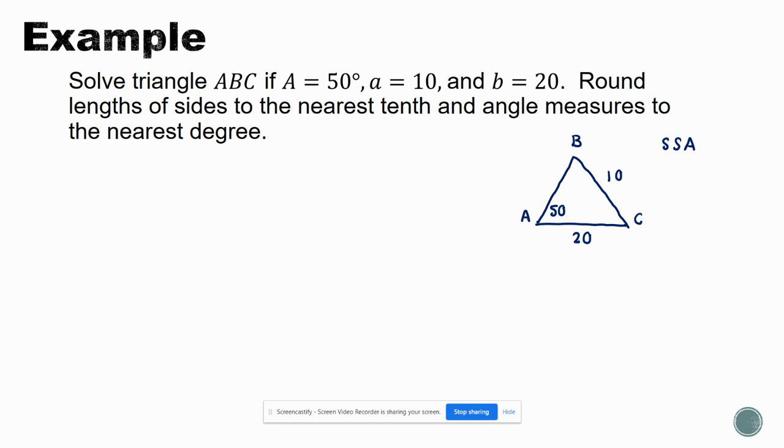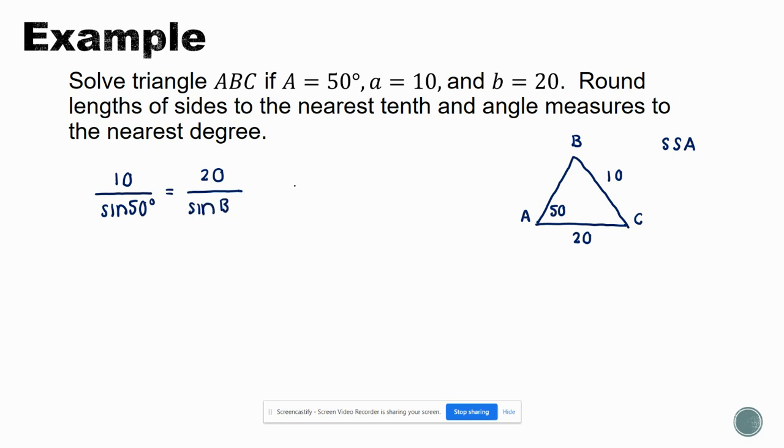Once again, notice that we're given two sides and an angle that is not included, so that indicates that we're going to use this ambiguous case where there could be no triangle at all, there could be one triangle, or there could be two triangles. Because of the information that's given to us, we're going to use law of sines. Notice that 10 is going to have to go over the sine of 50 degrees. And then I'll have 20 over the only angle that I can find at this moment, which is angle B.